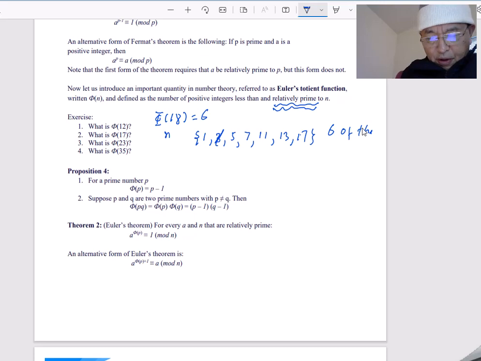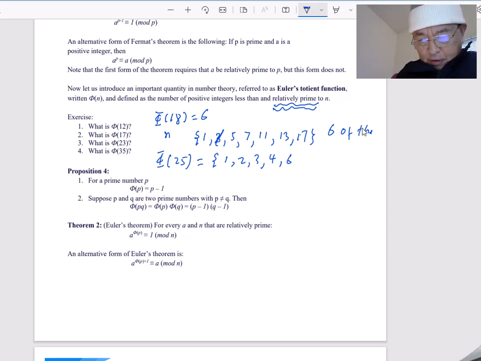Okay, let's do another one. Let's go with 25. So how many are there? Let's do the same thing. Just try to be good at it. 1, 2, 3, 4. Okay, they don't have to be prime numbers, as long as they are relatively prime to 25. That is okay.